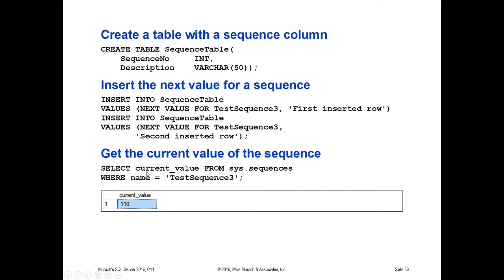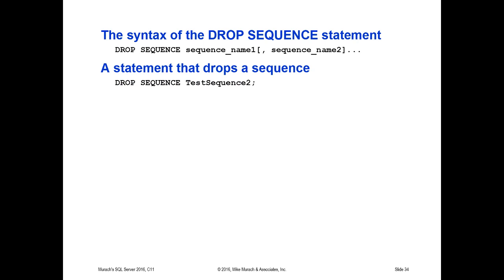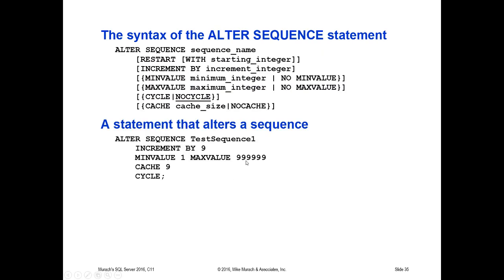This syntax will allow us to get the current value from the sequence test sequence 3. So we can use a select statement to get the next value. And then we could drop that sequence from our database or alter it.